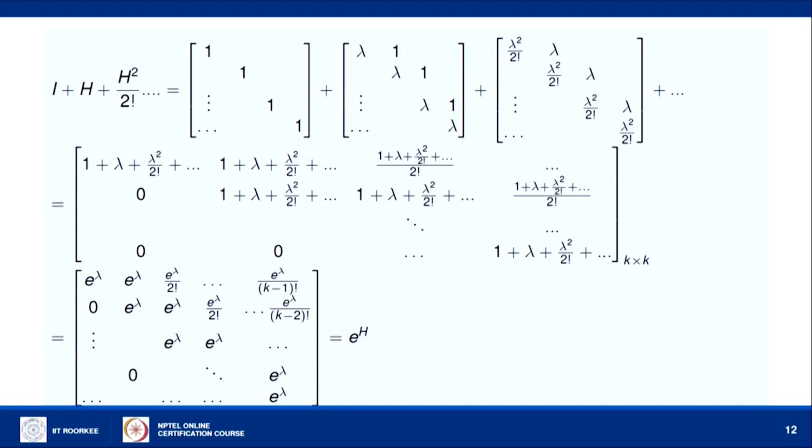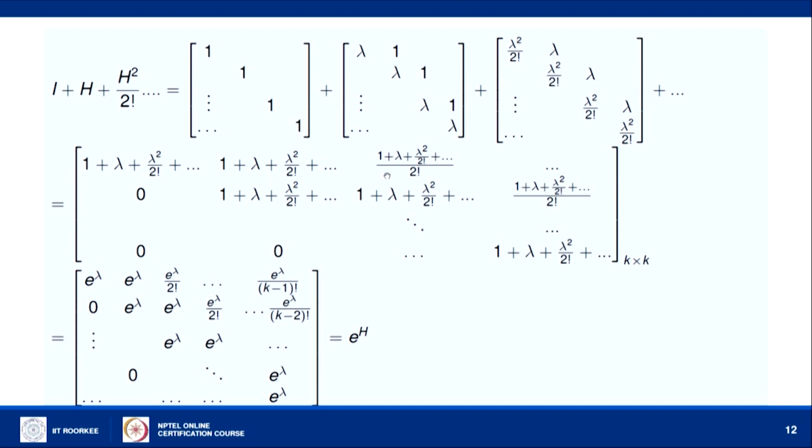So, if I take a Jordan block of size k, I am writing J, but it is H in the slide. So, you can consider it a Jordan canonical form. So, I plus H plus H square by factorial 2 up to infinite terms, where H is a Jordan block here. So, I is this, H is this one, H square is given by this one.